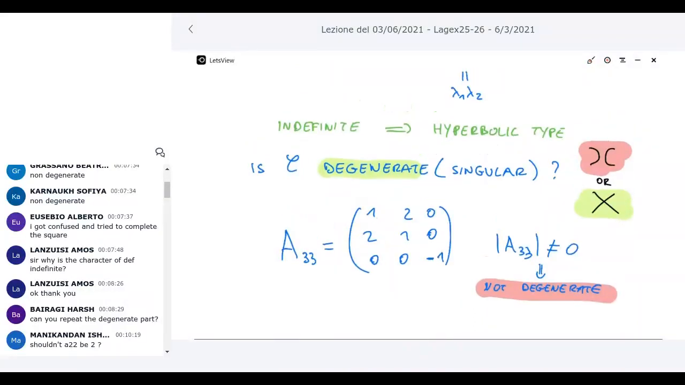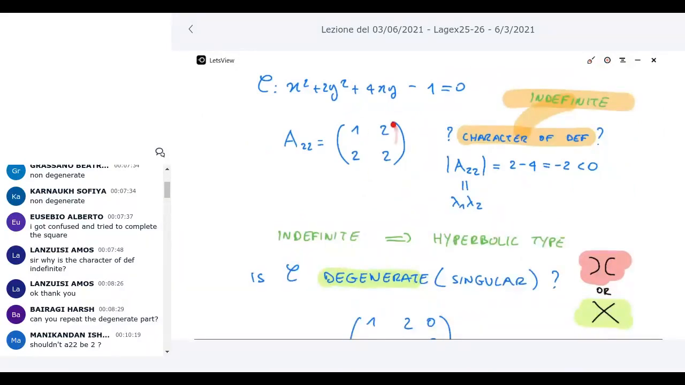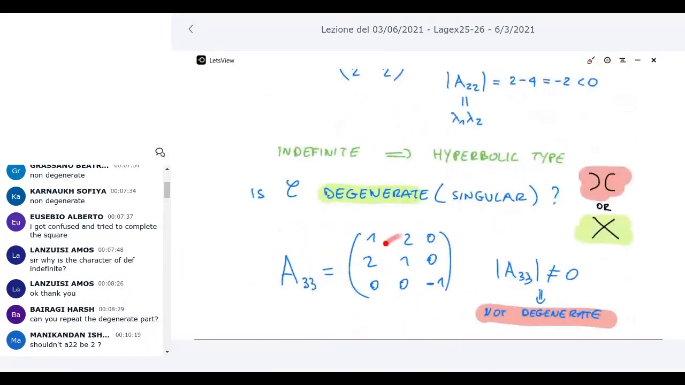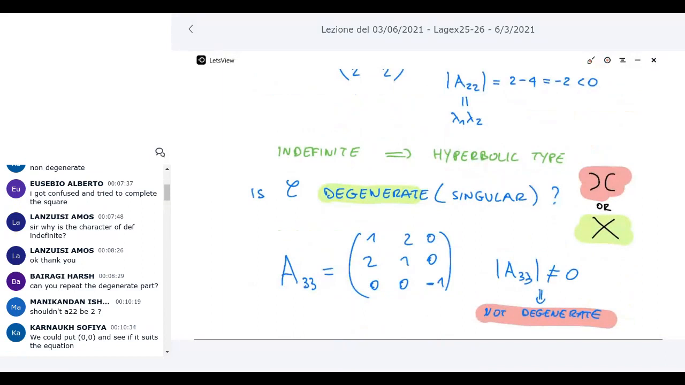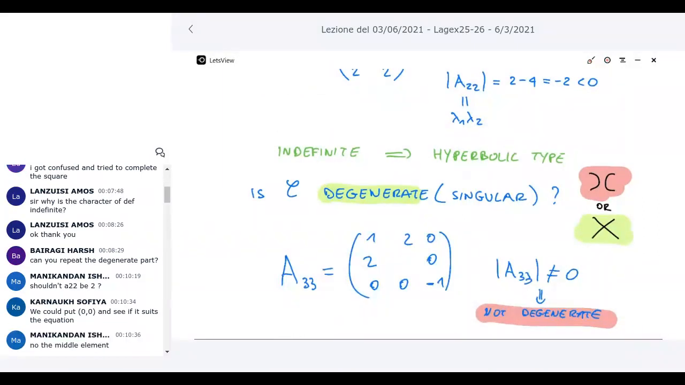Yes, this is the matrix you have to copy and put here. So was there a mistake, Manikad? Yes, you are absolutely right. Luckily, it's not going to change the fact that it is not zero. Okay, thank you.